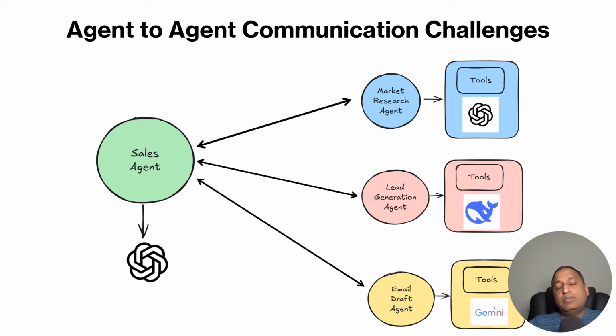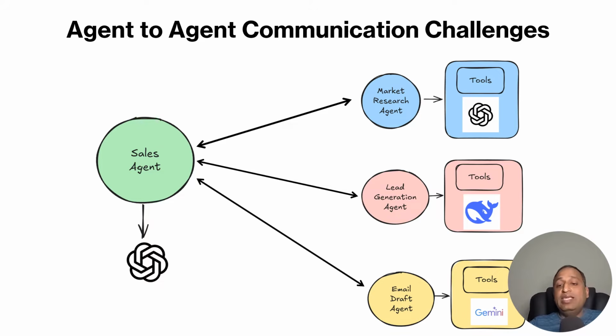Let's look at some of the agent to agent communication challenges we have today. Just take an example where we have three agents here: a market research agent, which is an expert in conducting market research for different companies, segments, or verticals. It uses some set of tools and a host of external APIs and then a GPT model to achieve that. Then we have a lead generation agent, which is an expert in generating leads. It also uses some tools, say it uses a DeepSeek model here.